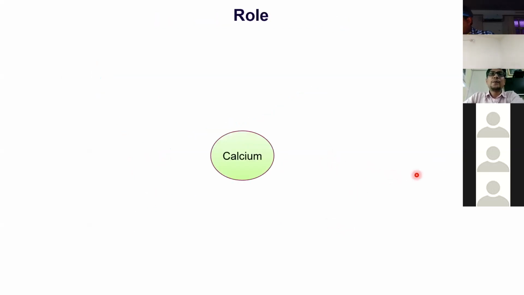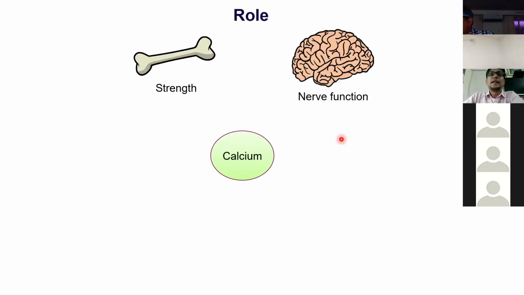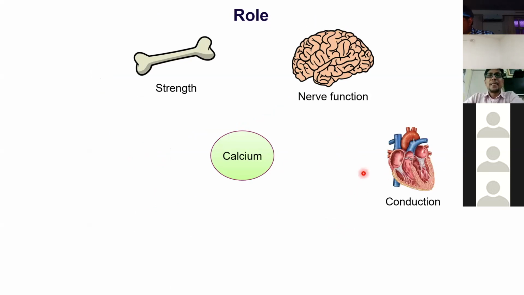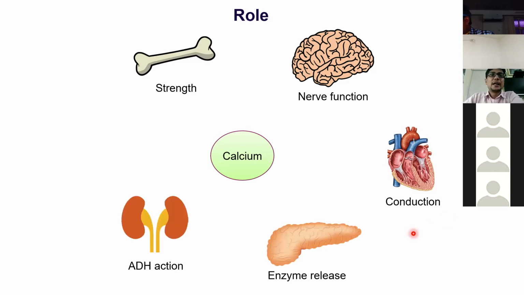The role of calcium in our body is that it increases bone strength, and it is important for nerve conduction, and also for conduction in cardiac muscles along with contractility. It is important for enzyme release, and also for ADH action in the kidneys along with motility of the gut.